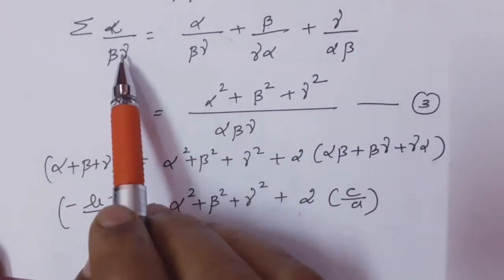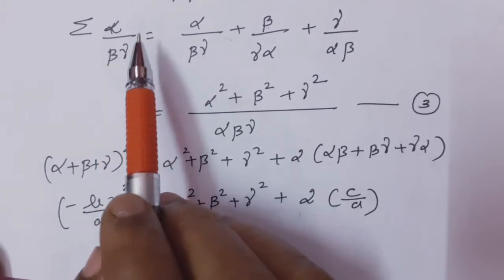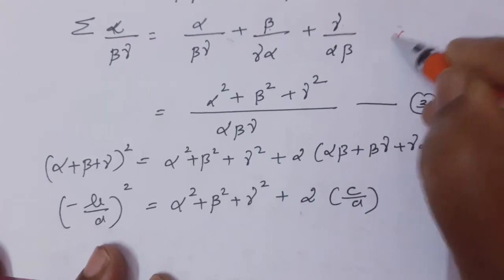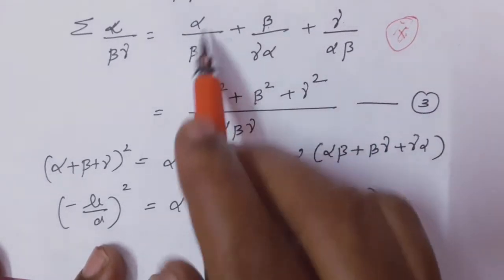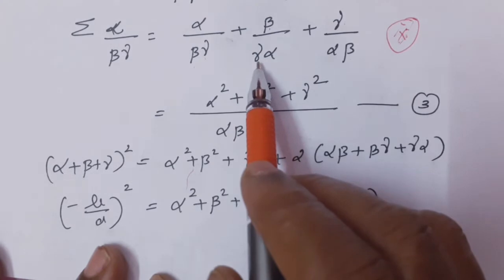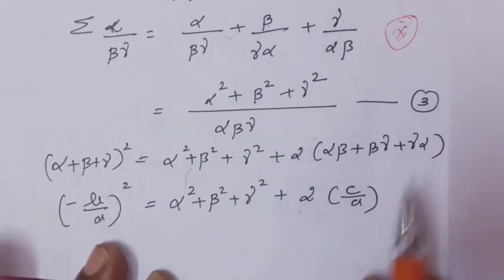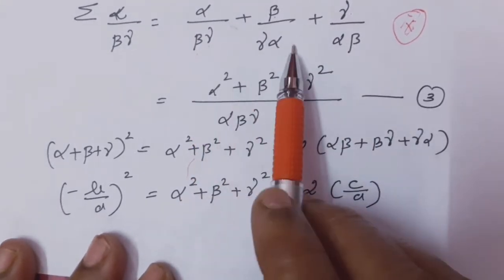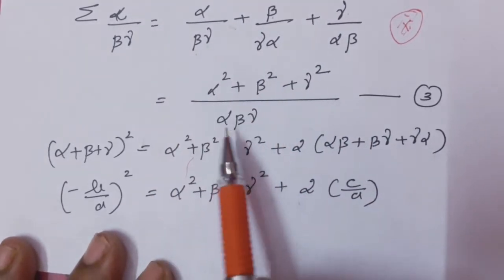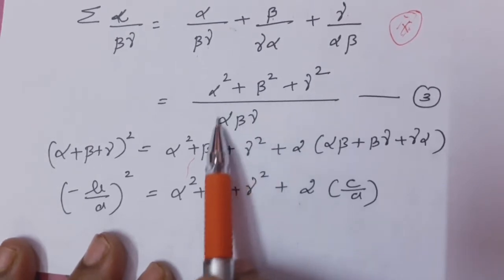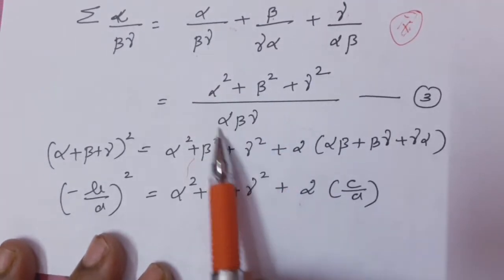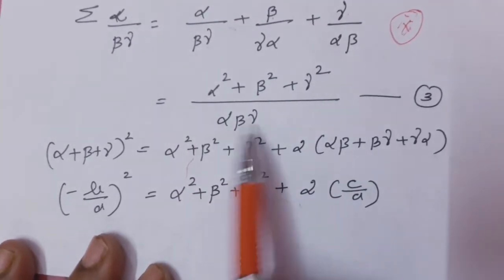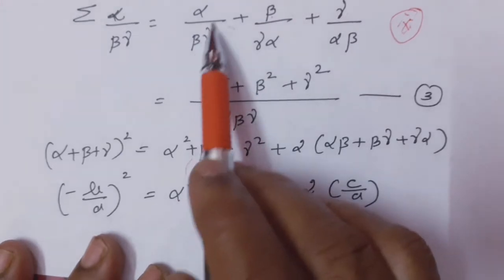What is the question? Find the value of alpha by beta gamma in terms of the coefficients. So you write it. This is a very important step. Without mistake you write it. So alpha by beta gamma plus beta by gamma alpha plus gamma by alpha beta. Now you take the LCM. The LCM is alpha beta gamma. Comparing the LCM with the denominator, the denominator is beta gamma. Which one is missing? Alpha. So multiply and divide the numerator by alpha.